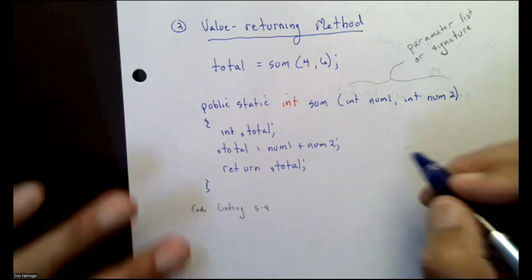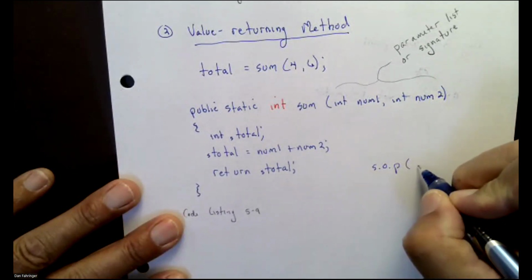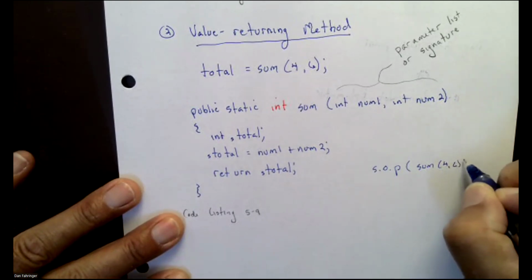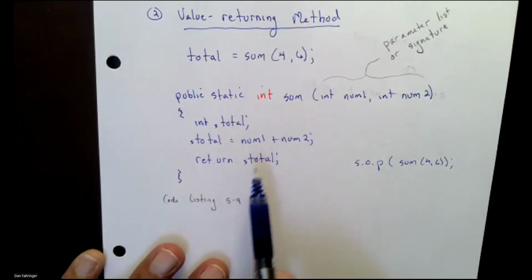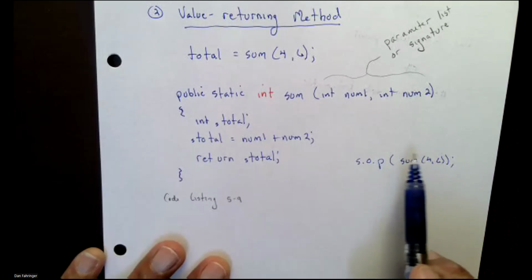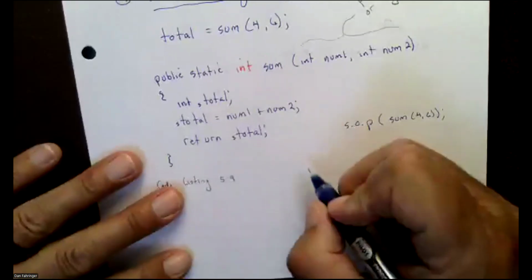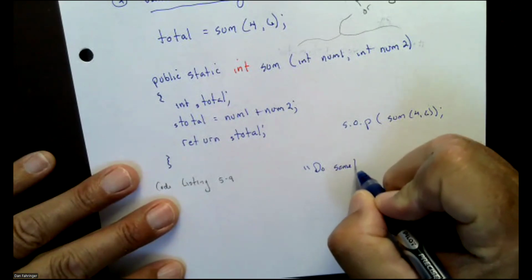I could have done this System.out.println(sum(4, 6)). Again, I'm doing something with it because the value of 10 is coming back. It's being stored in total. The value of 10 is coming back and it's being printed. So I have to make sure I do something with it. Does that make sense?